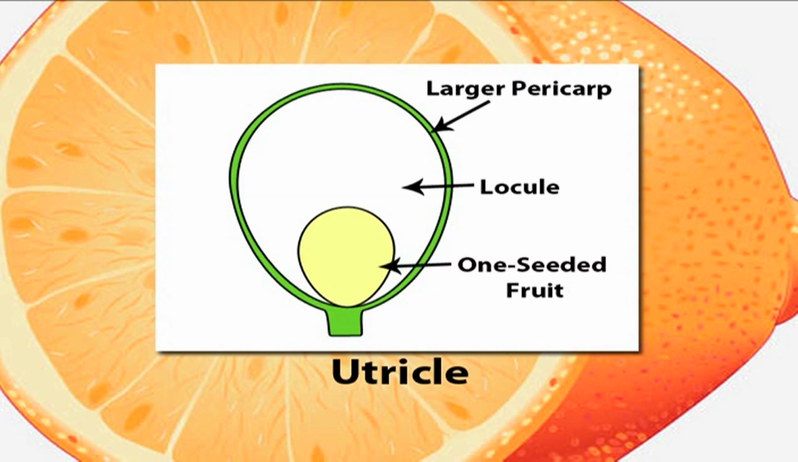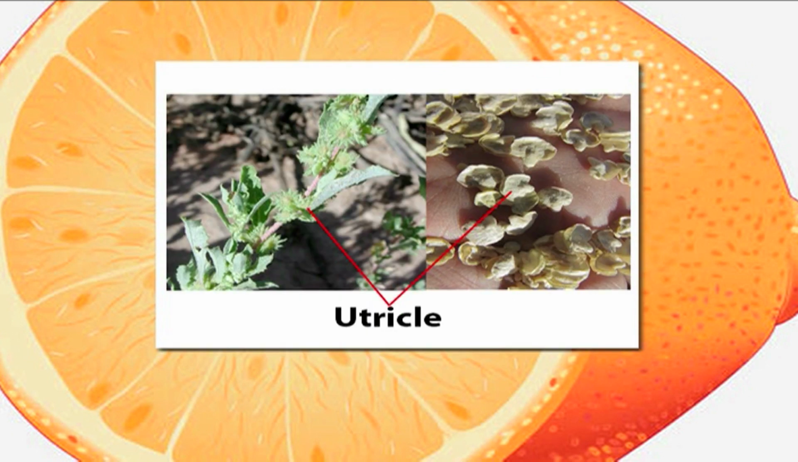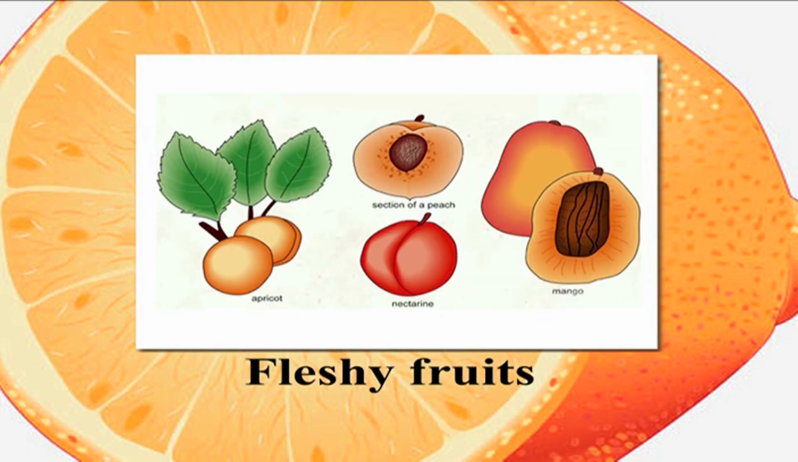Utricle is a small inflated or bladder-like one-seeded fruit. The pericarp is significantly larger than the mature seed. Example, salt bush. Fleshy indehiscent fruits, also known as succulent fruits. These are those fruits which have fleshy and juicy pericarp at maturity. It is of various types such as berry.